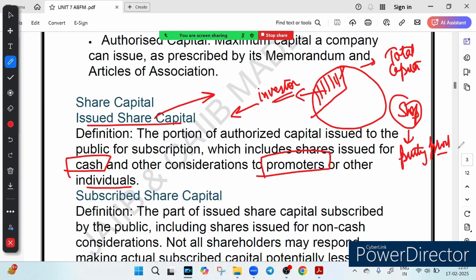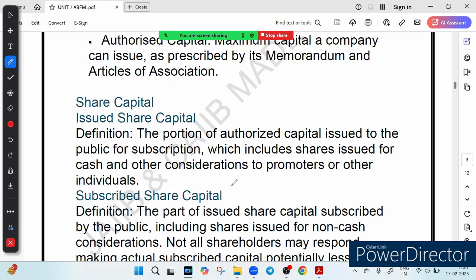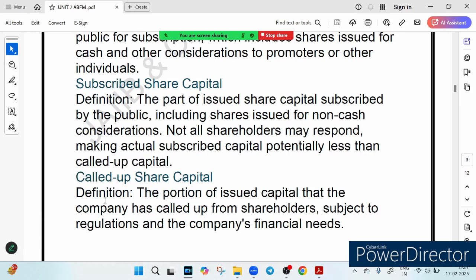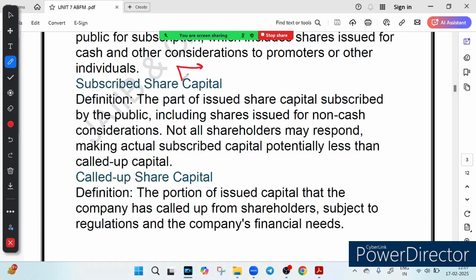Then the second part is called subscribed share capital. What is the meaning of subscribed share capital? It means money that investors agree to pay, right? So let me make it more clear. What is the meaning of subscribed share capital? In a single phrase we can say: money that investors agree to pay.